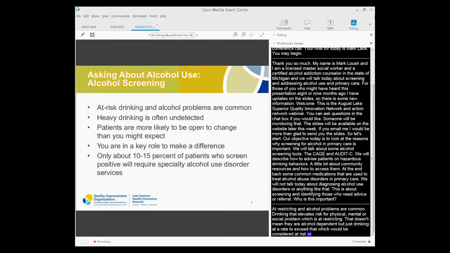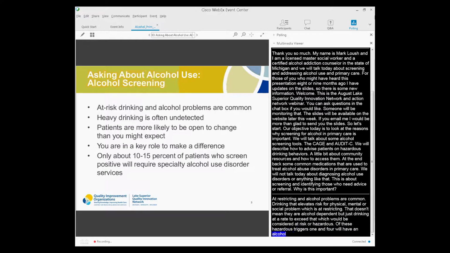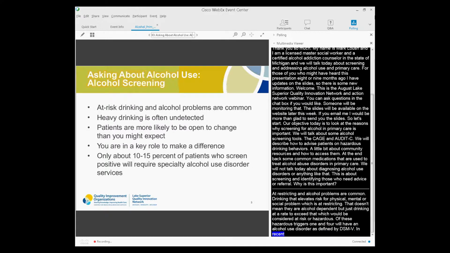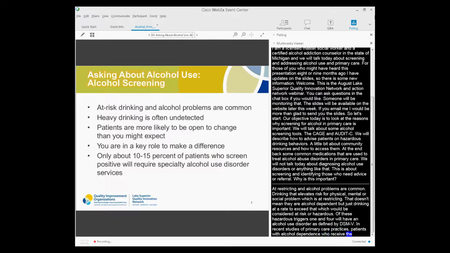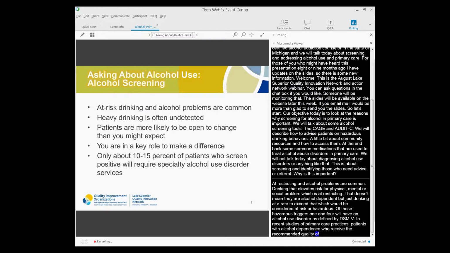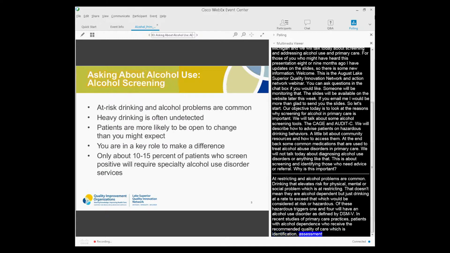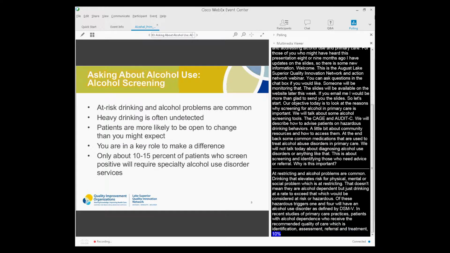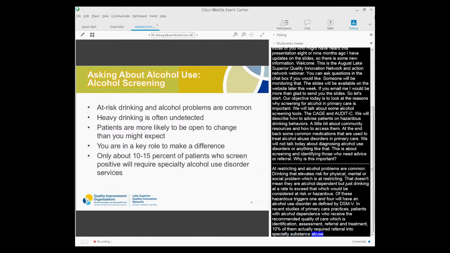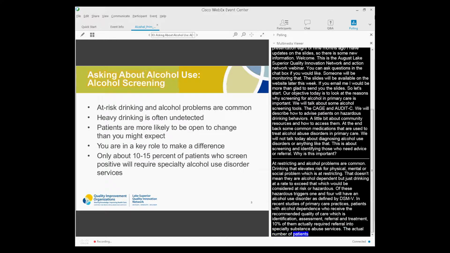In recent studies of primary care practices, patients with alcohol dependence receive the recommended quality of care, which would be identification, assessment, and referral to treatment. Only about 10% of those problem drinkers actually required referral into specialty mental health or specialty substance abuse services. So the actual number of patients that you'll see that require referral to specialty substance abuse services is smaller. I'll show you the Drinker's Pyramid at the end that talks about that a little bit.